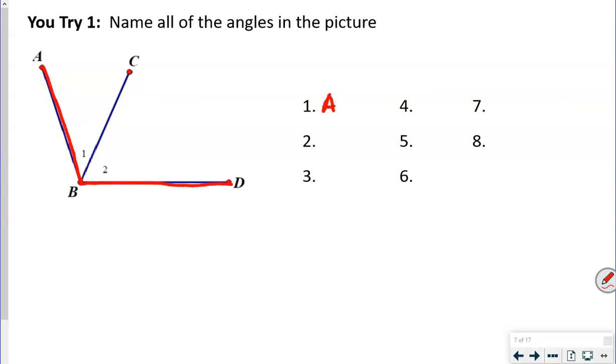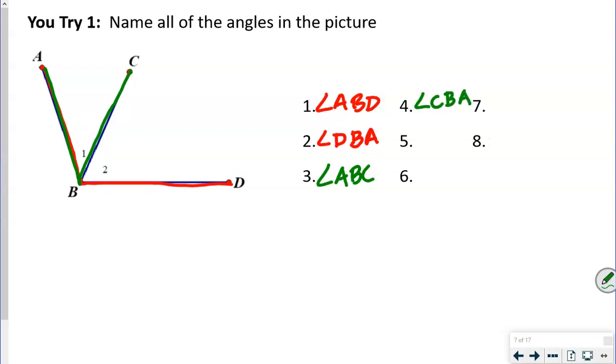So we could call that ABD. Oh, actually, let me put the angle symbol. Angle ABD. We could also name it the opposite direction, right? So angle DBA. Notice that the vertex is in the middle, okay? Then we could name this angle right here, ABC, right? So that's angle ABC, and again, we can go the opposite direction, angle CBA. Then we got this one right here, CBD, right? So that's angle CBD, and again, go the opposite direction, DBC.